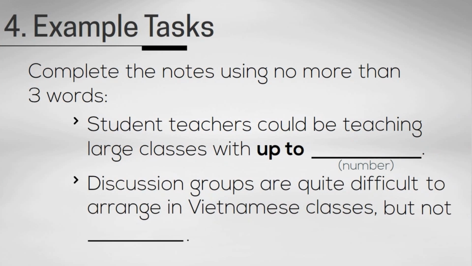How about the third one? Discussion groups are quite difficult to arrange in Vietnamese classes, but not... What kind of word are we looking for? It's unlikely to be a noun, nor a verb. The first part of the sentence says quite difficult, but not something. Since difficult is an adjective, we could assume that we're looking for another adjective, but we can't be sure.